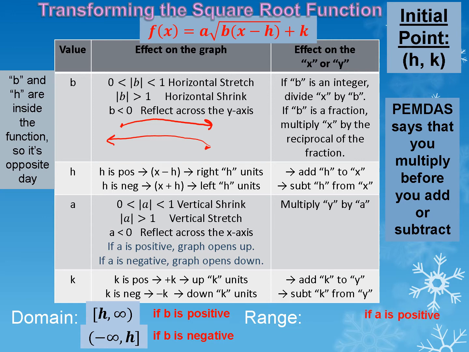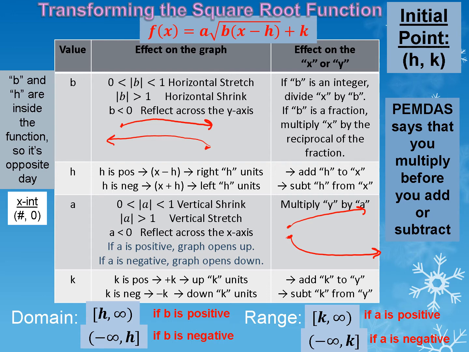Now, let's talk about the range. The range, if a is positive, it's going to increase to the right. So your range would be k to infinity. If a is negative, remember if a is negative, that causes it to reflect over the x. So your range would be negative infinity to k. Now, x-intercept is still where y equals 0, and the y-intercept is where x equals 0. So, like I said, not a whole lot has changed, just a couple of things you want to make sure you take note of.